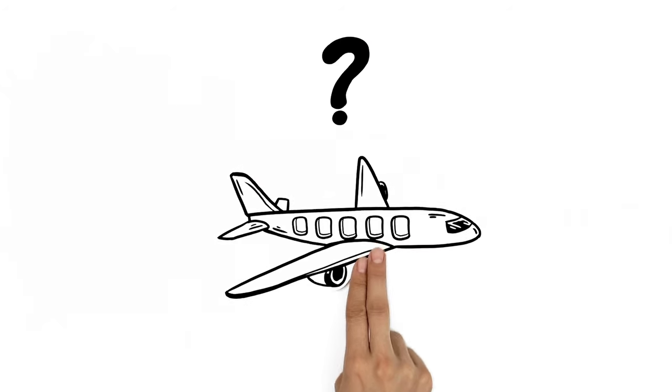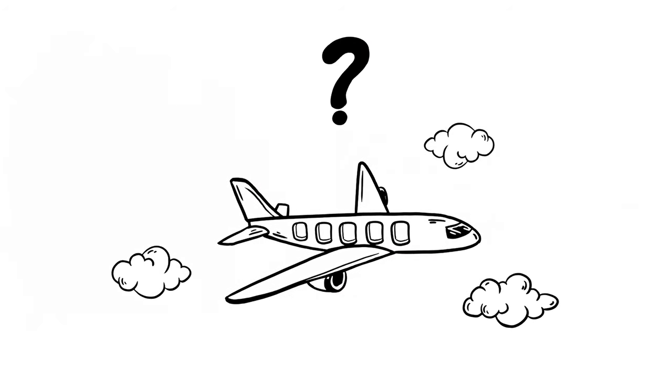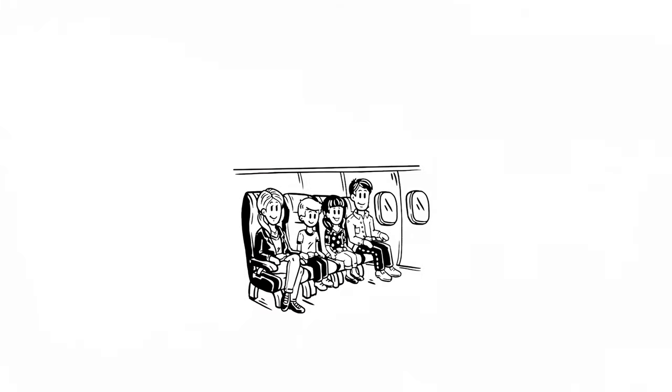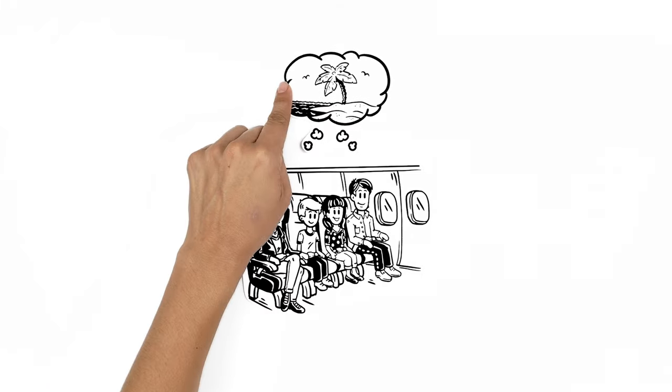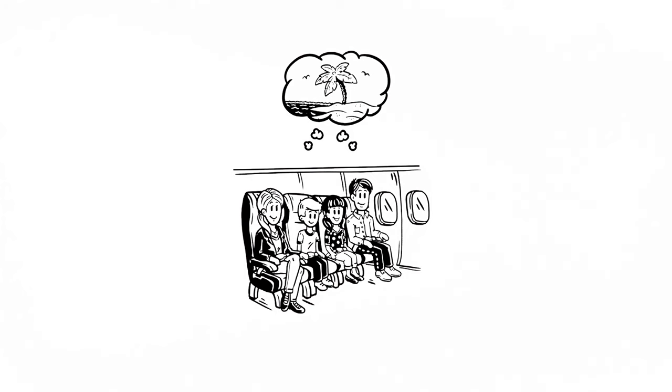How does turbulence occur on aircraft, and is it dangerous? Meet family Meyer, up in the air and excited, on their way to a fantastic holiday full of sunshine, fun, and relaxation. But suddenly, the whole plane starts to shake.